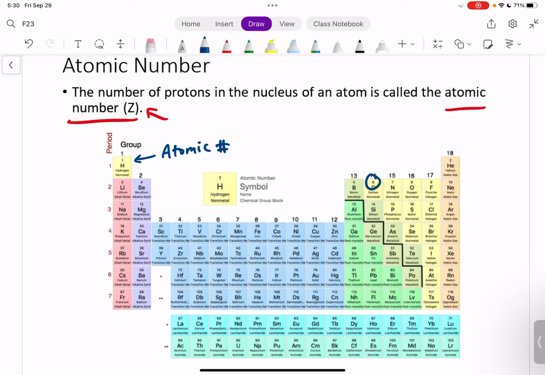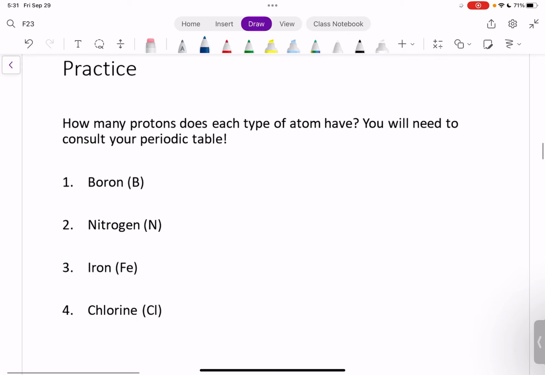So for carbon, our example up above, carbon has 6 protons, and it's also atomic number 6. That's an identifier. So if you have an atomic number of 6, you are carbon. If you have an atomic number of 8, you are oxygen. If I ask you to find the symbol for the element that has the atomic number 18, you would tell me argon, Ar. So let's practice this a little bit. So how many protons does each type of atom have? You'll need to consult your periodic table.